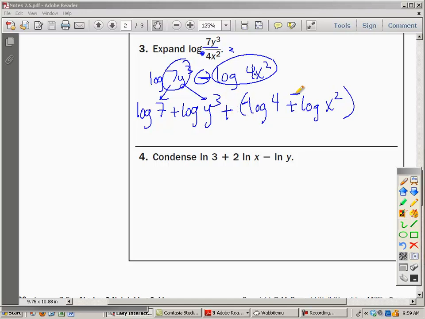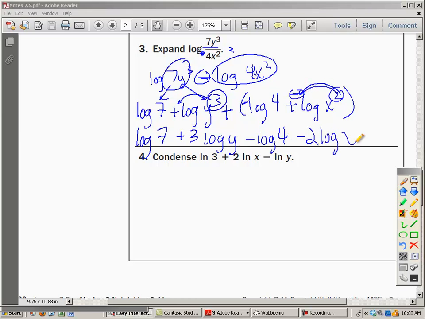All right? From there, because this has a power of 3, we slide it out in front. This has a power of 2, we slide it out in front. My final answer is log base 10 of 7, or common log of 7, plus 3 log of y. And then this is minus log of 4, and then minus 2, because again the 2 comes out with the negative, minus 2 log of x.